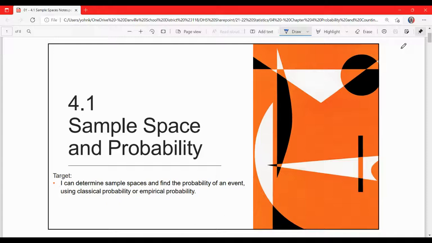Hey kids, welcome to section 4.1 Sample Space and Probability. Today we're going to start chapter 4 and we're going to learn all about sample spaces and how to find the probability of an event using either classical probability or empirical probability.